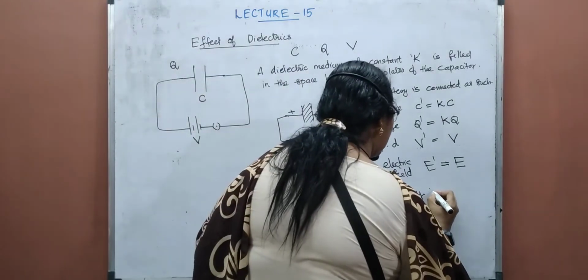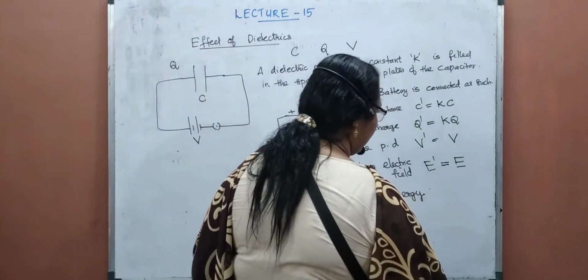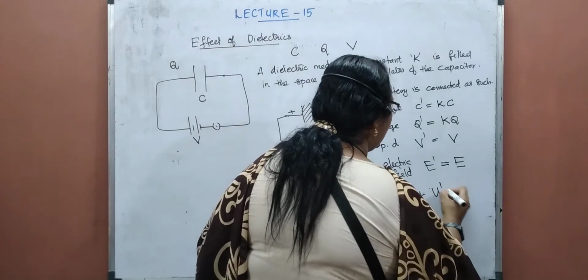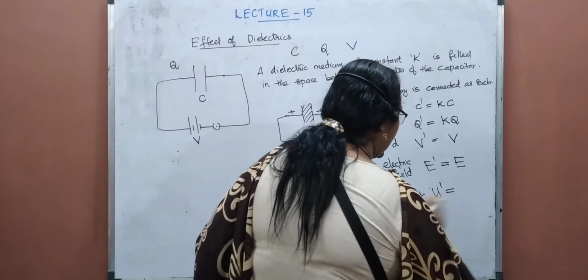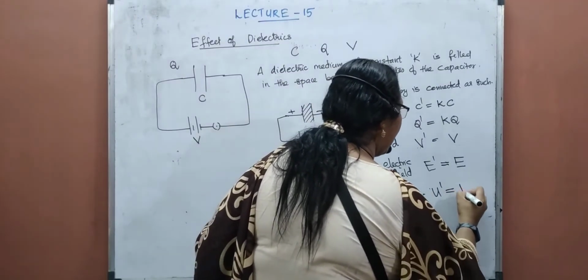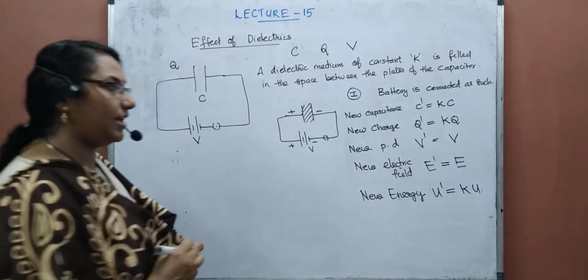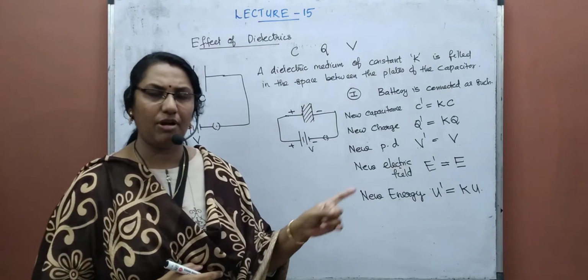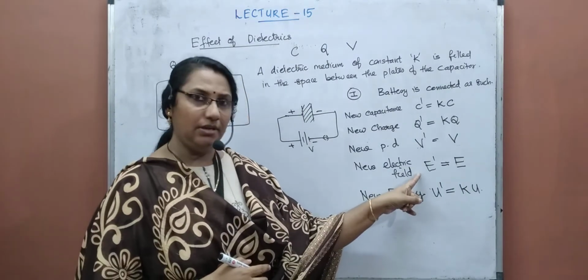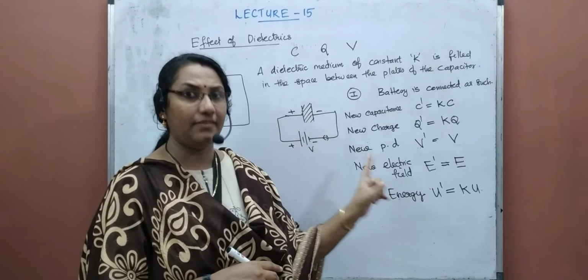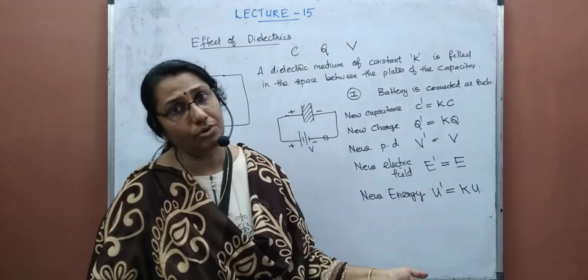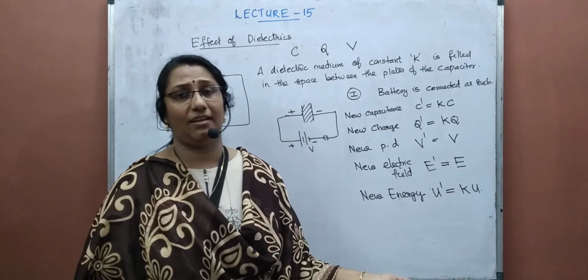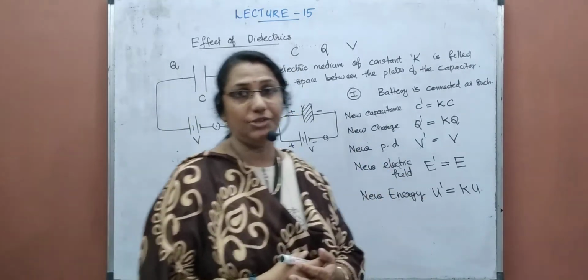So the new energy, how to take the energy? May I write it as U? U dash is equal to K times U. U is the symbol for energy now. Is it clear why I changed the symbol E for energy? Because just above that, we have taken E for electric field intensity. That's why energy is now taken as U. You may take any letter for that. So U dash is equal to KU.